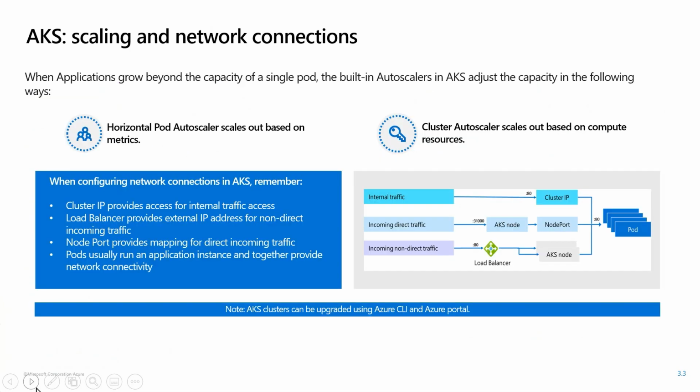Speaking of scaling, AKS allows you to horizontally scale your pods using some metrics-based rules, for example. That would be one way to scale. When your application grows beyond a capacity for a single pod, the autoscaler with AKS will adjust that capacity in the following ways: using the horizontal pod autoscaler, which scales based on metrics, or the cluster autoscaler, which scales based on compute resources. So you have options there.